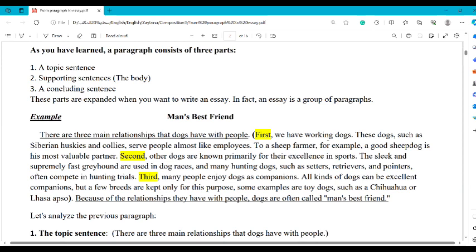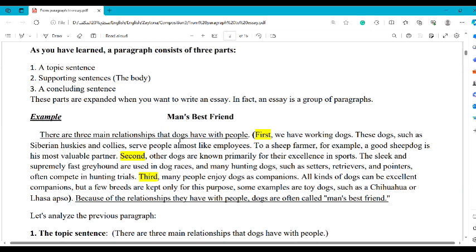These dogs help humans in working, such as Siberian Huskies and Collies. These are types of dogs. You can type on Google a Siberian Husky, and you will see the shape of the dog. Collies is also a type of dog. They serve people almost like employees. This is the first relationship of dogs with people.